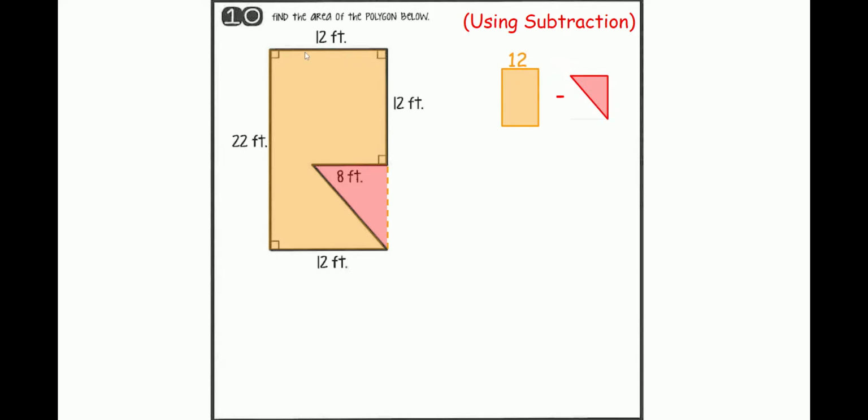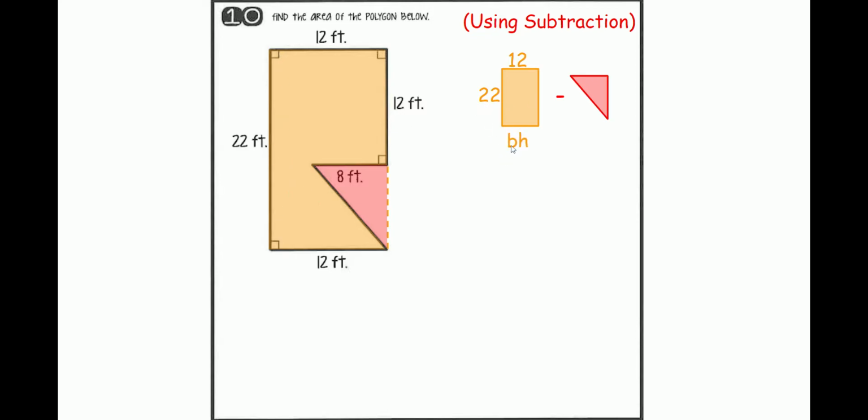We know it is 12 feet wide because it says so at the top and the bottom. And how tall is it? Well, it's obvious that it's 22. Some of you may have gotten confused and thought, what about the 12? The 12 only refers to this segment right here. It doesn't include this missing segment over there. So the height of the whole rectangle is 22.